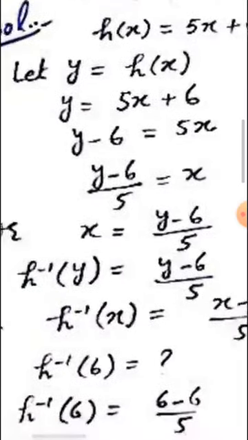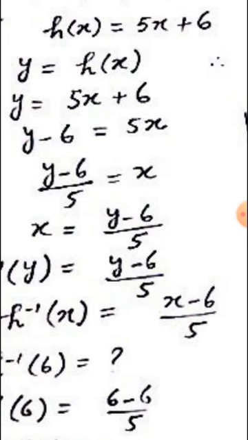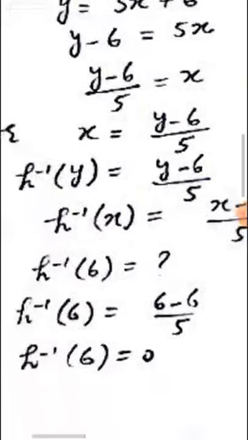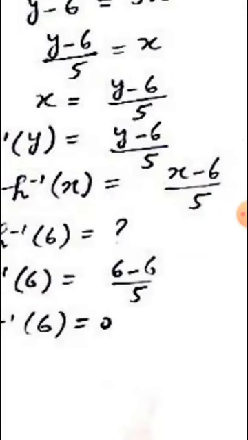When you change to inverse, h inverse y will be (y minus 6) over 5, and when you replace the variable with x, h inverse x will be (x minus 6) over 5. So h inverse x is equal to (x minus 6) over 5.